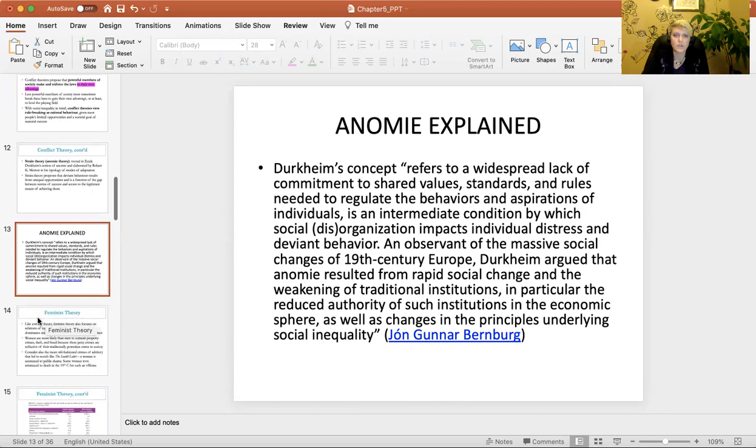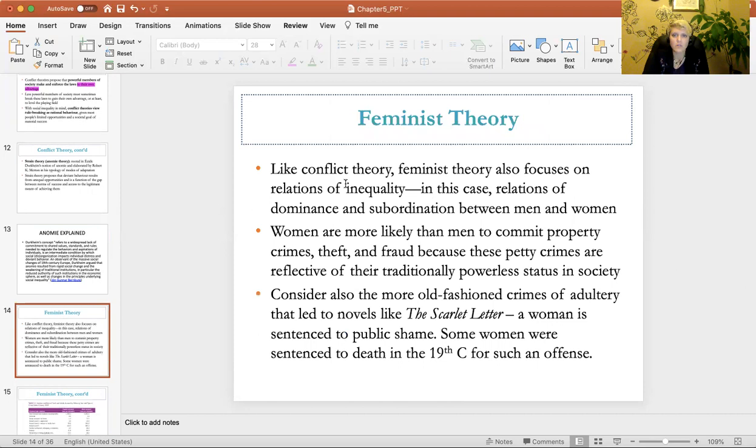If we look at the feminist theory, like conflict theory, feminist theory also focuses on inequality, as you know, specifically between men and women. And women, our book suggests, because of their powerlessness, are often more likely to commit property crimes, theft, and fraud. So not violent crimes, but the non-violent type, in order to kind of achieve some level of power.